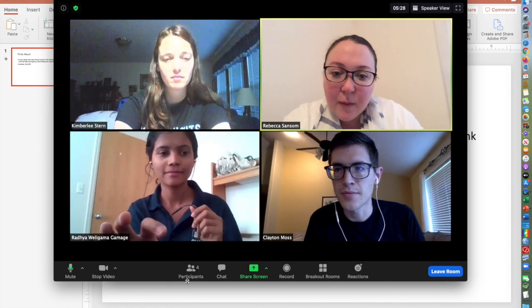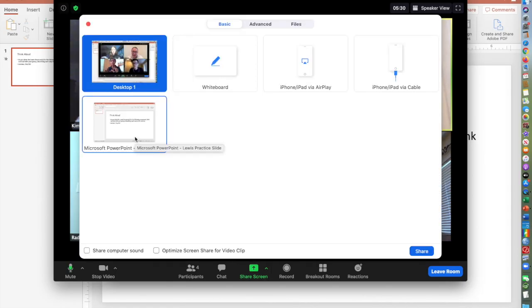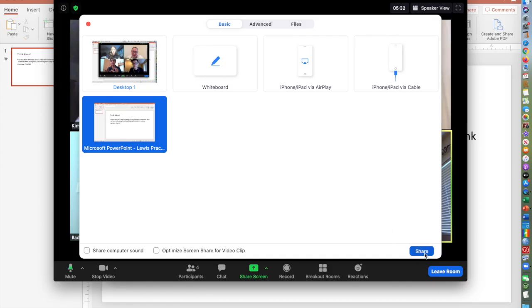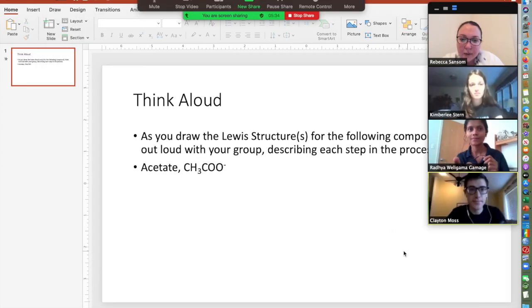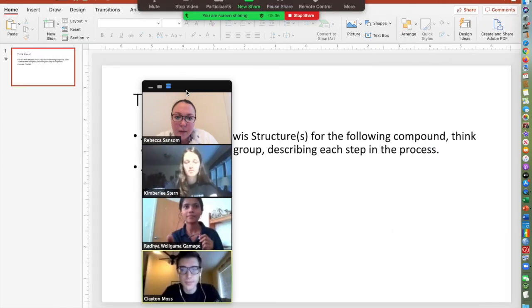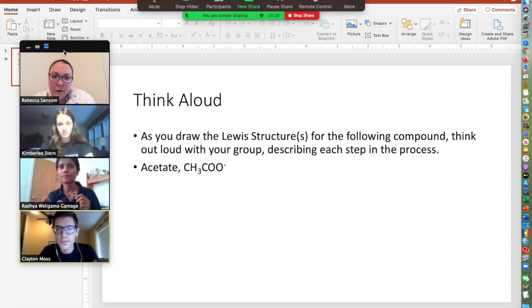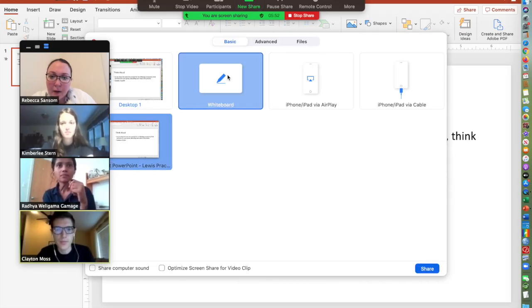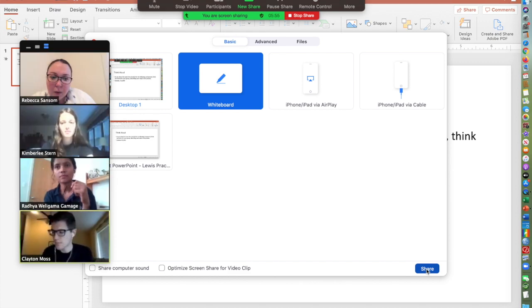Okay, good. I'll share my screen. Awesome. I have the PowerPoint slide. It says we're supposed to draw the Lewis structure for the compound, thinking out loud with our group, and then describing each step in the process. And so it's CH3COO minus. Okay, so I'll go ahead and pull up the whiteboard so that we can do that. And then you guys can just tell me what I should draw.